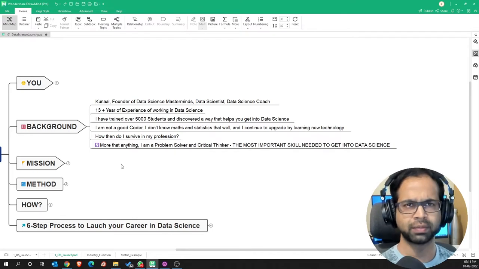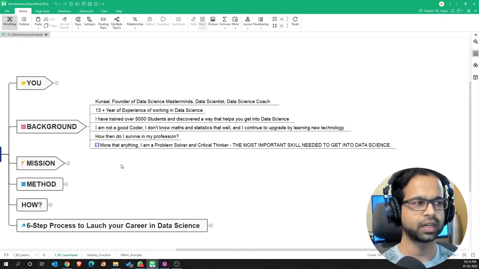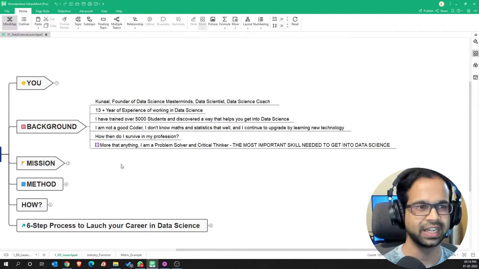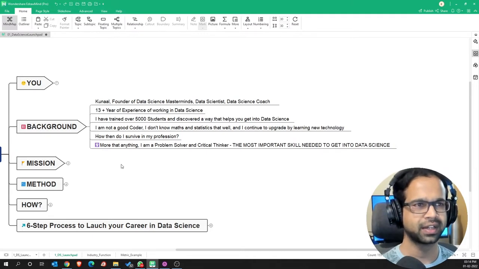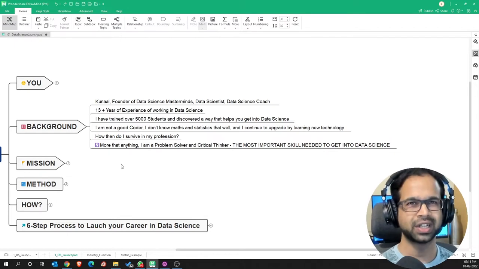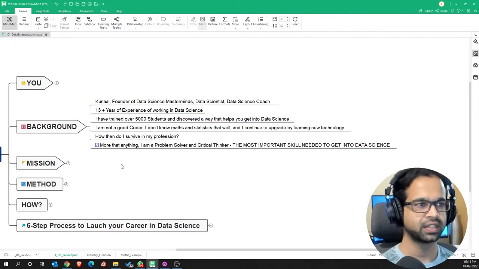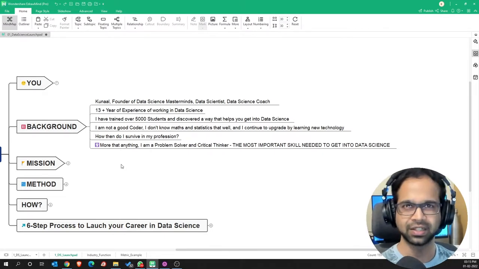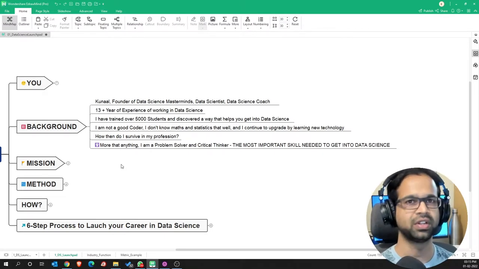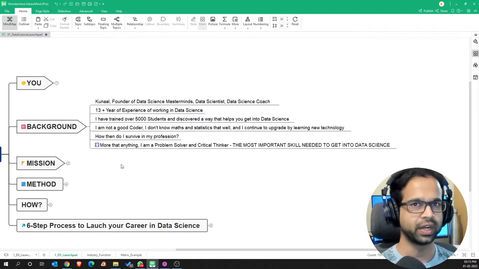I'm not a good coder myself. I don't know maths and statistics that well, and I continue to upgrade by learning new technology. How then do I survive in my profession as a data scientist? More than anything, I'm a problem solver, guys, and a critical thinker. These are the two most underrated skills in data science. The most important skills that you need to get into data science will be these two, and they will set the foundations of how you get into data science.